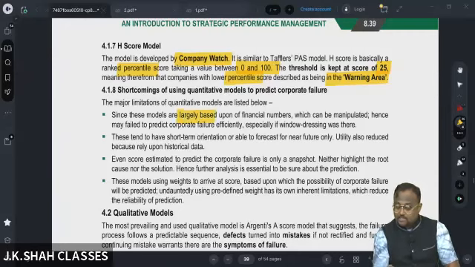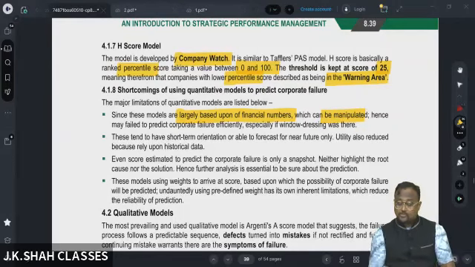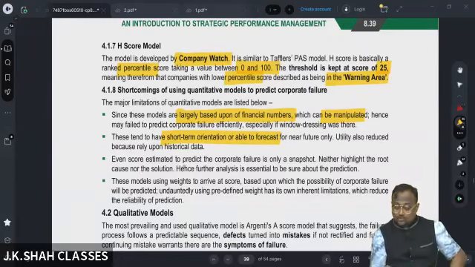Now, these are largely based upon financial numbers which can be manipulated. They tend to have a short-term orientation and are able to forecast the near future only. That means this can be applied for short-term calculation. Even scores estimated to predict corporate failure are only a snapshot. They neither highlight the root cause nor the solution.